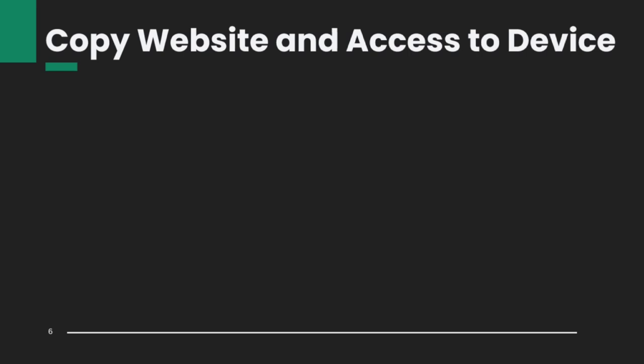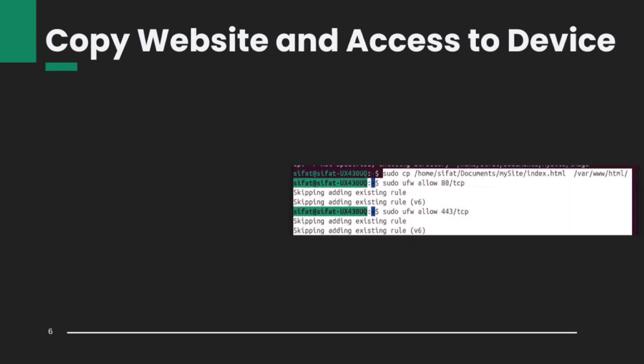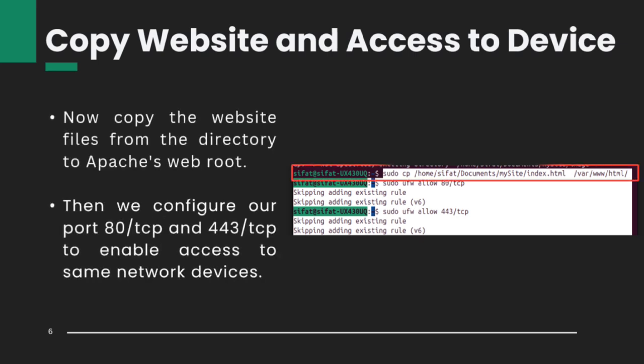Copying website files. Once the server is running, the next step is to prepare our website files. We copy them to Apache's webroot directory located at /var/www/html. This is where Apache expects the website files to be stored and served from.